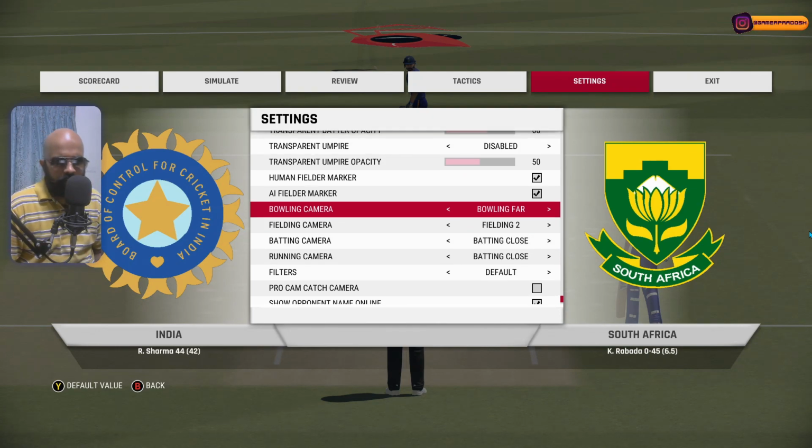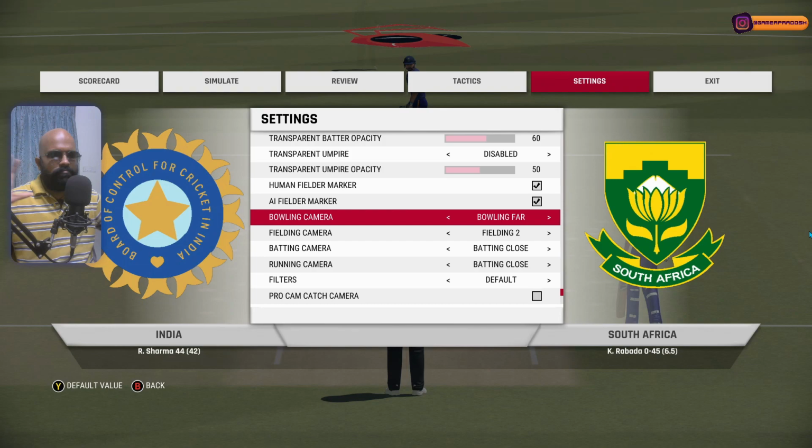So that is the one. For bowling, I use a slightly wider perspective. Again, I want to see the bowler running in from a slightly closer angle, but batting close is very close. I know I'm not comfortable with the HUD and the bowler almost overlapping. I'm not okay with that. So that's the reason I have changed to bowling far. I used to use bowling close only, but I changed to bowling far because of that reason.